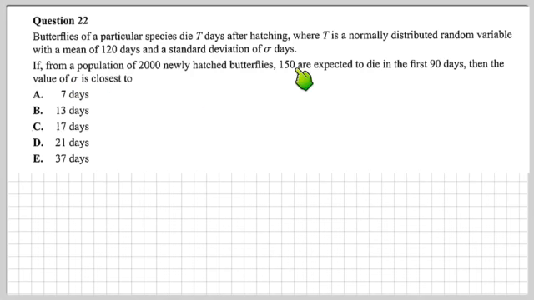I think what we can do here is work out the proportion that 150 is of 2,000, because that's going to be our probability of dying within the first 90 days. That seems to me to be pretty straightforward to do. Now, 150 over 2,000 is 0.075, so that's our proportion, aka our probability that the butterflies are going to last up to and including the 90th day.